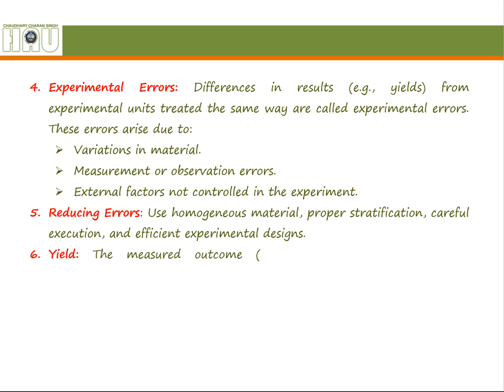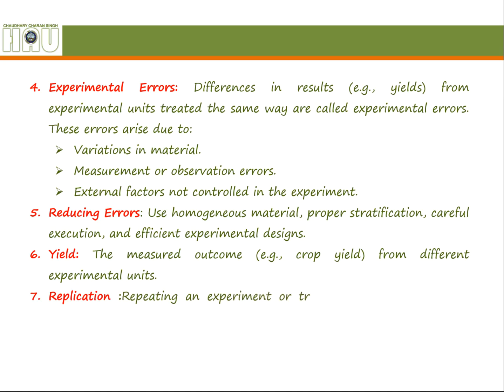Then yield. Here yield is not the yield of a crop, it is the measured outcome. It may be crop yield from different experimental units. The number of tillers is your outcome variable from an experiment. The number of tillers is your yield. Replication means repeating an experiment or treatment multiple times to ensure accuracy and reliability of the results.